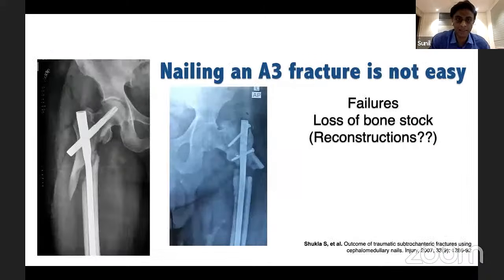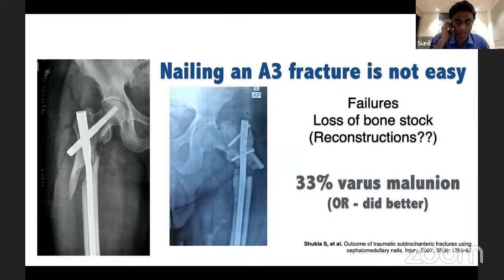But is nailing a subtroch fracture easy? Definitely not, especially when it comes to an A3 fracture. Nailing it is definitely not easy. And if you don't nail it well, you are bound to fail most often, and failures can result in a lot of problems, especially loss of bone that might make future reconstructions definitely more difficult.